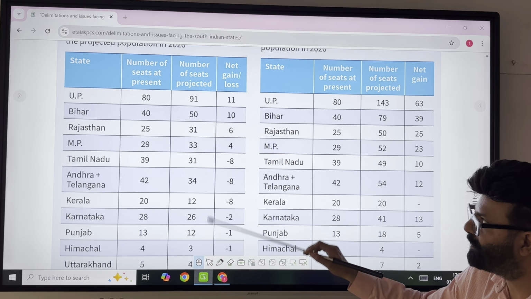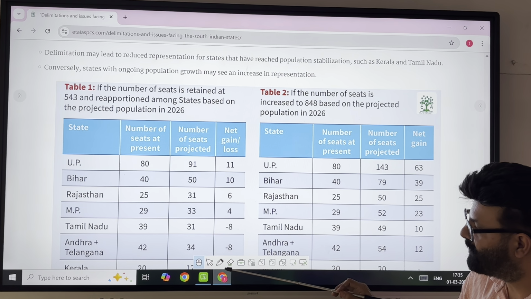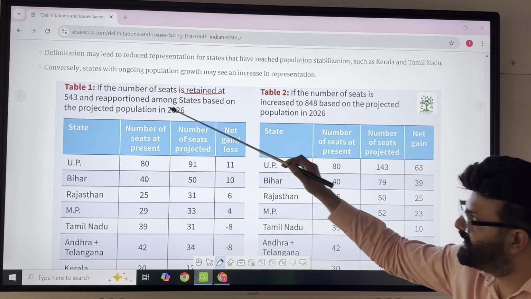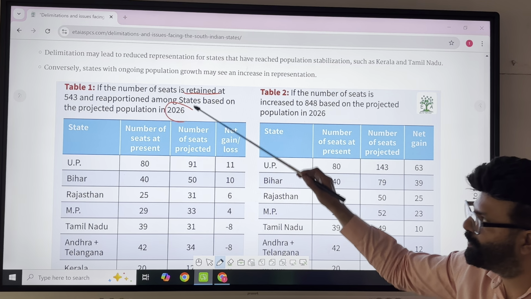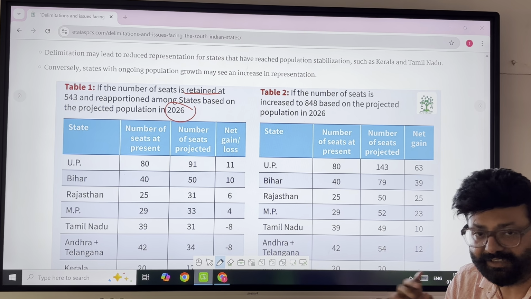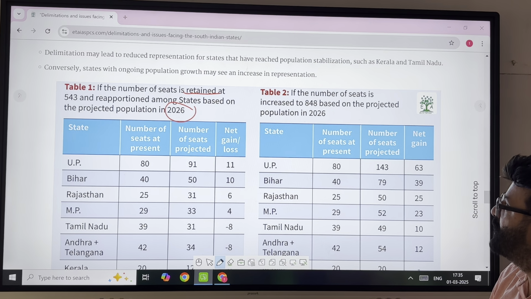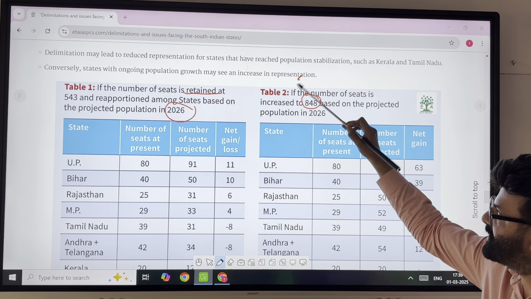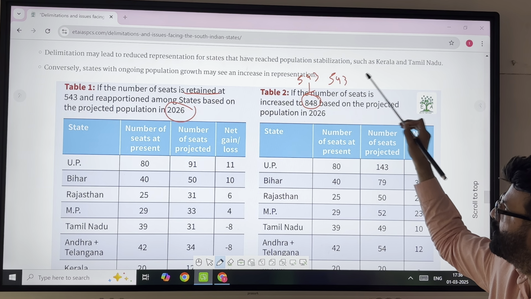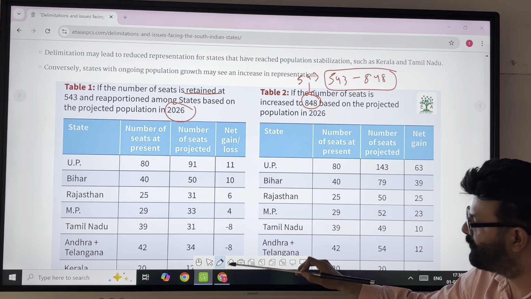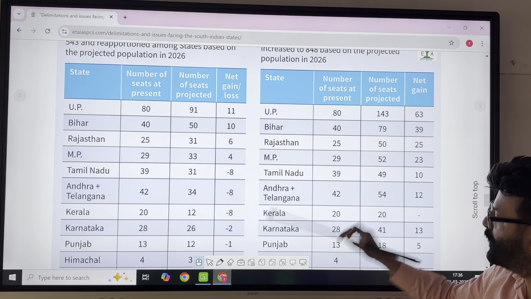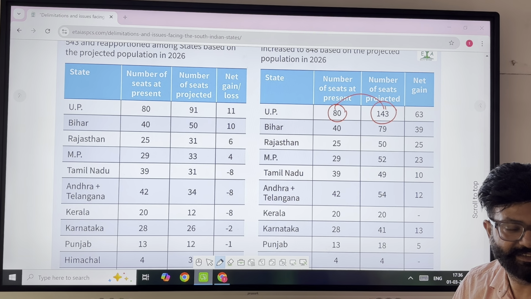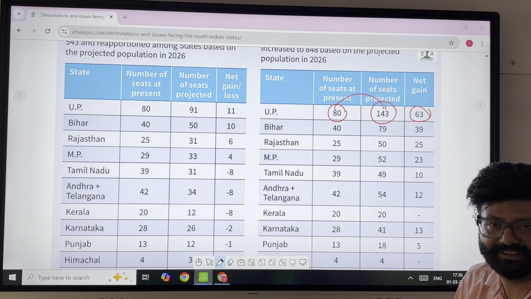So we are basing this data on the assumption that the number of seats is retained at 543 and reproportioned among states based on the projected population in 2026. Now, if the seats are increased to 842, currently how many seats are there? 543. Okay, we are increasing it to 842. Then what will be the impact? UP seats will increase from 80 to 143. That is a net gain of 63 seats.